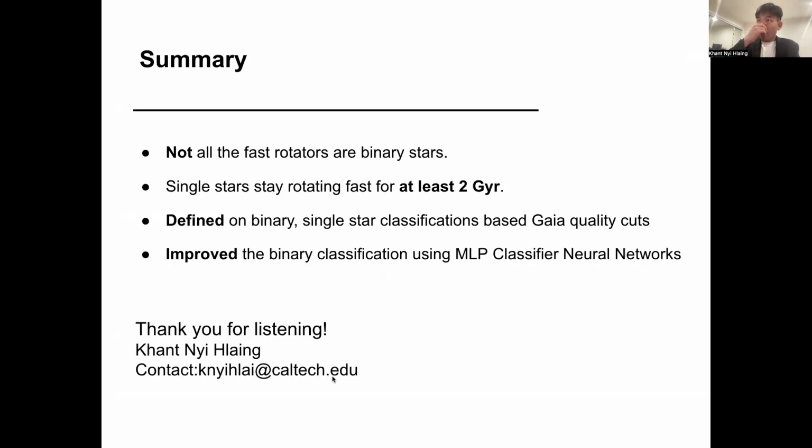And this is a summary of my work during the summer: not all the fast rotators are binary stars, and single stars rotate fast for at least 2 gigayears. I defined binary and single star classification based on Gaia quality cuts. And I improved the binary classification using MLP classifier neural networks. And that's it for the wrap up. Thank you so much for listening.